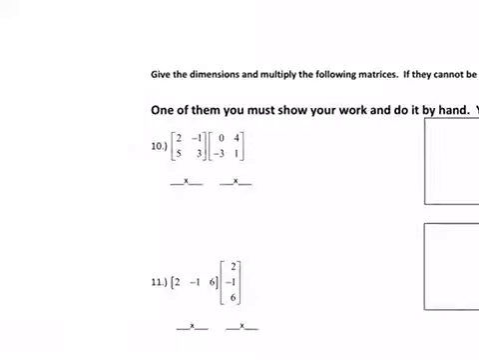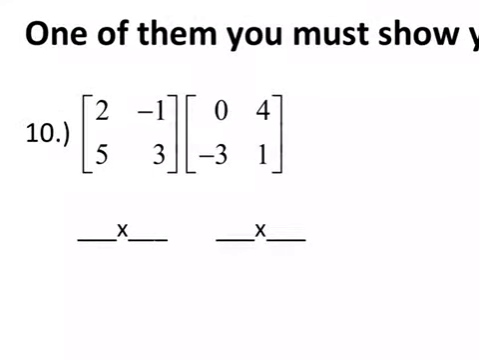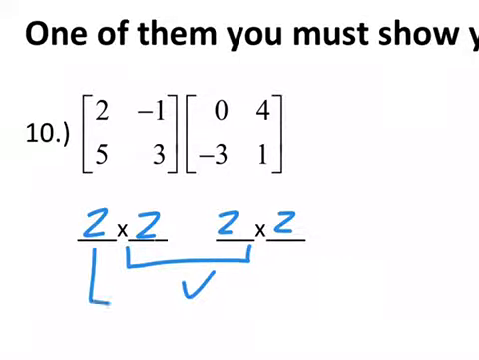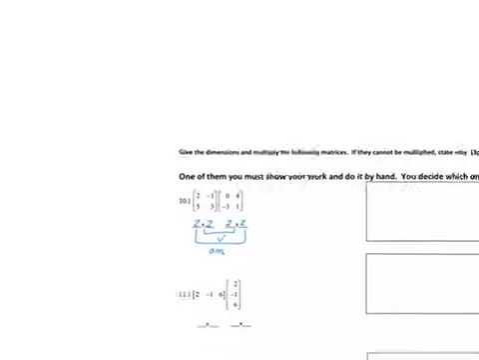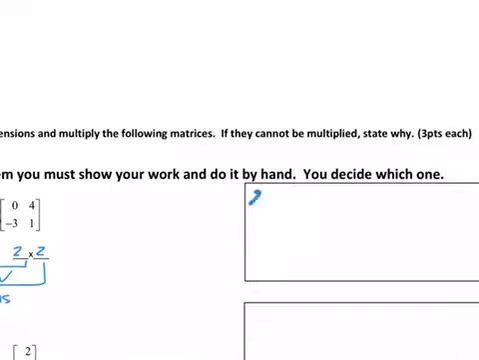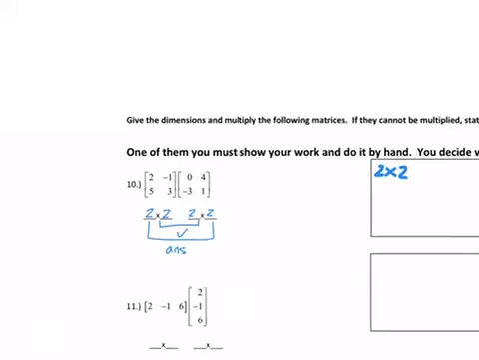Let's check out this back side. I'll do them all by hand. You got to pick which one, but I want to make sure that the work is shown for all. The dimensions, these are both squares, so it's easy, 2 by 2. Since these match up, that tells me that they can multiply. This will tell me the dimensions of my answer. So I know over here for my answer, I'm expecting a 2 by 2 matrix.